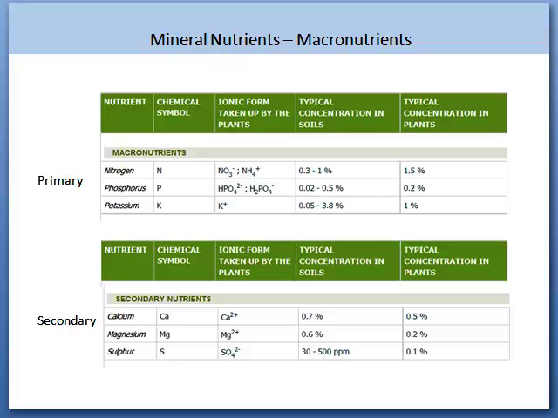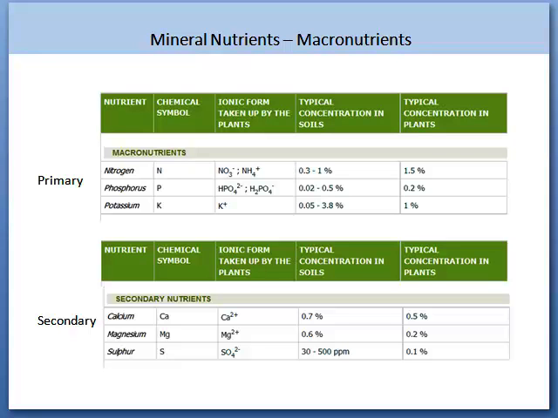In the classification based on nutrient concentration, the macronutrients can be divided into 2 groups. There are the primary macronutrients and the secondary macronutrients. The primary macronutrients are perhaps the most familiar to most people. These consist of nitrogen, phosphate, and potassium. They are found in relatively higher concentrations in the soil and higher concentrations in the plant. The secondary macronutrients are not as important as the primary, and these comprise calcium, magnesium, and sulfur.